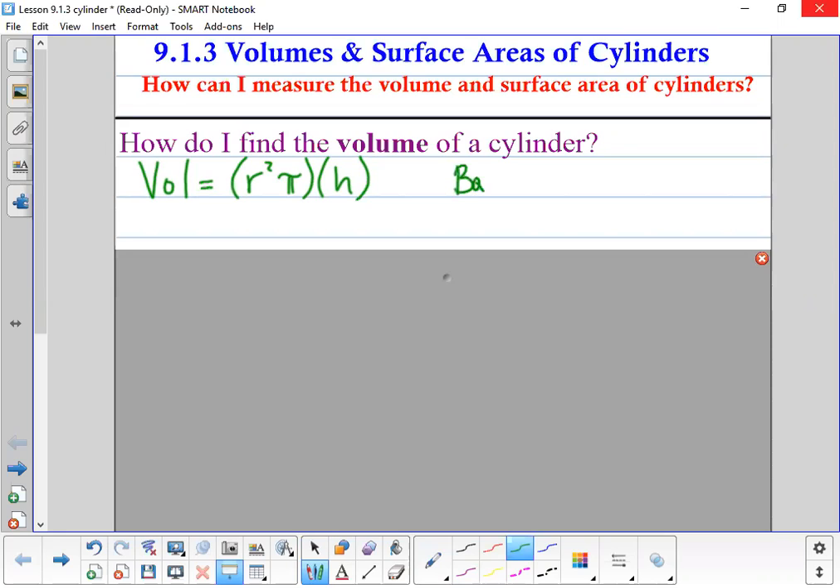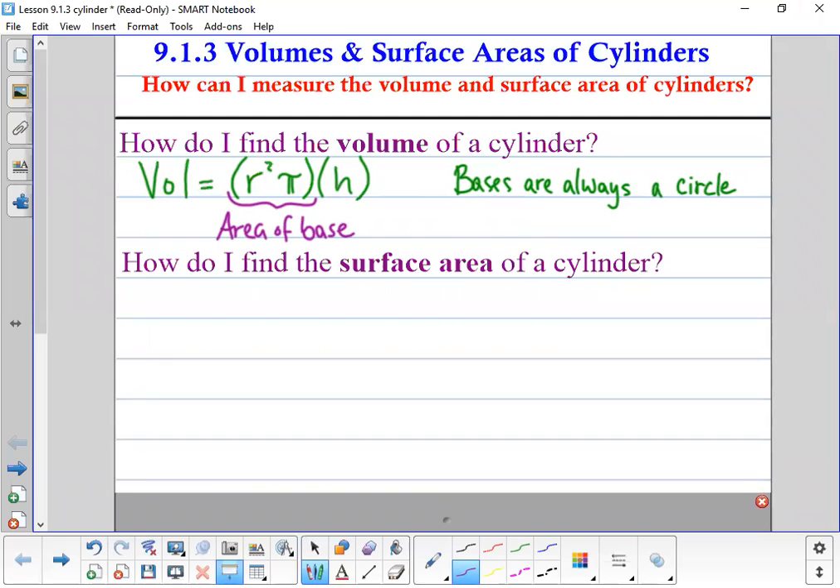So in a cylinder, your bases are always going to be a circle. So this r squared times pi, that is the area of the base. And then h is the height.